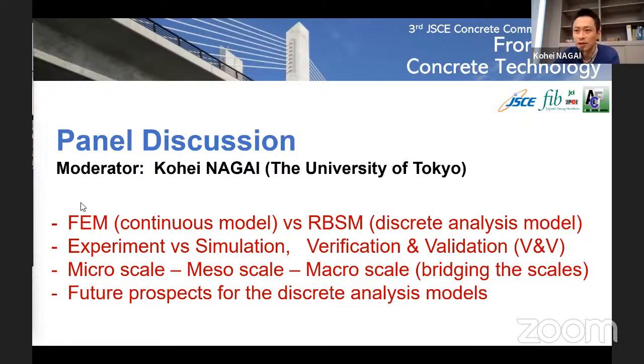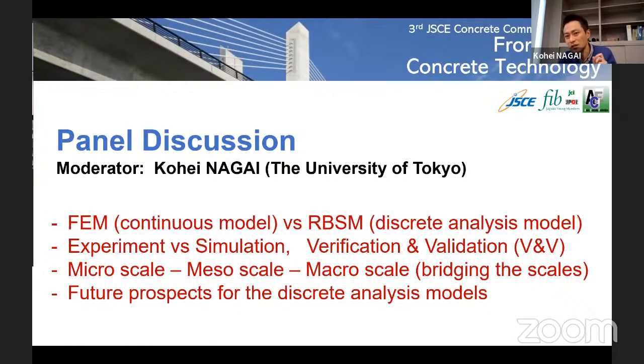Right. Okay. Thank you very much. And then, let me go back to the slide for the panel discussion I prepared. I want to ask about the third one: micro scale, meso scale, macro scale, bridging the scales. Especially from the presentation by Professor Nakamura, we could see various applications of the discrete analysis model. That includes structural analysis and also rather micro scale analysis, including Professor Bolander's presentation. Then we often say multi-scale.